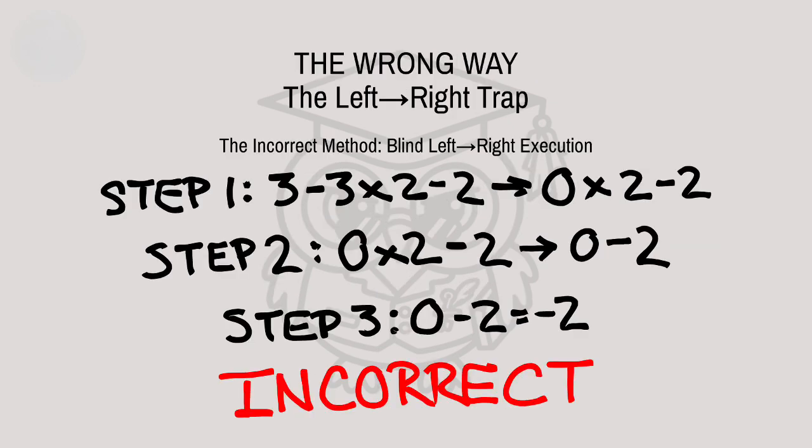Let's first look at the incorrect way this problem is commonly solved. Many people mistakenly calculate operations strictly from left to right as they read them, totally ignoring operator priority. Subtracting the front 3 minus 3 gives 0, and then multiplying 0 by 2 gives 0. And finally, subtracting 2 leaves an incorrect answer of negative 2.